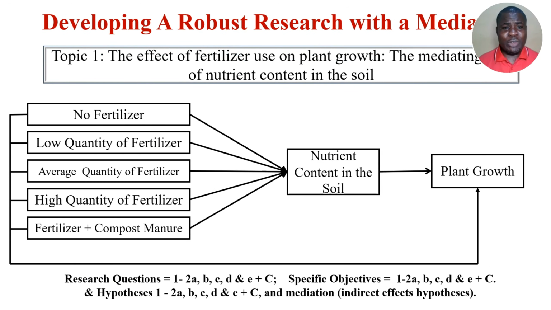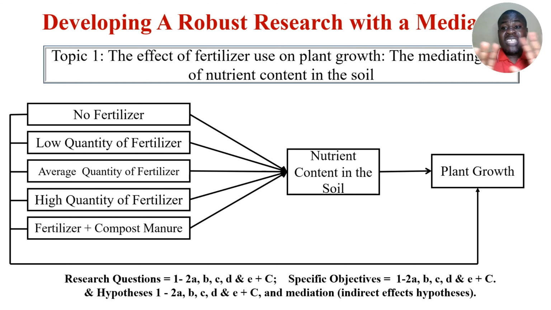So let us look at this topic for example. The effect of fertilizer use on plant growth, the mediating role of nutrient content in the soil. So in this case, we want to see how the nutrient content in the soil can mediate the effect of each of these constructs of fertilizer use on the plant growth. So you can see the line from the independent variables, the 5 constructs of fertilizer use, to the dependent variable plant growth. And then you can also see the path from the independent variable to the mediator, and from the mediator to the dependent variable, the plant growth.